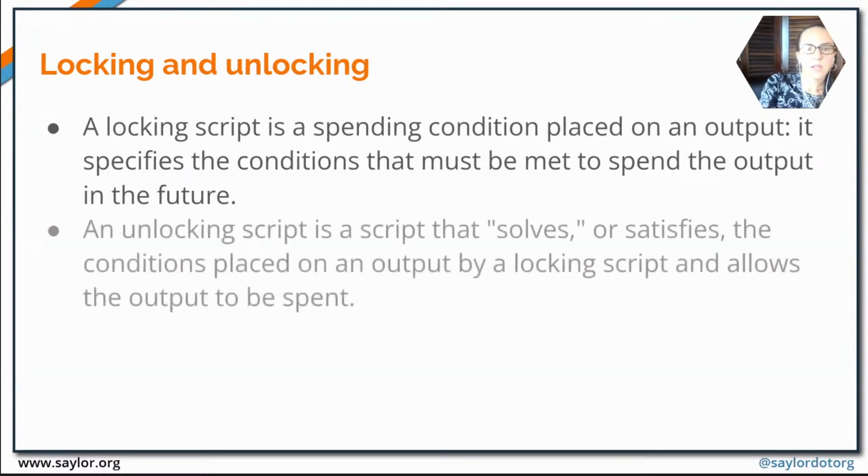All right. An unlocking script is a script that solves or satisfies the conditions placed on an output by a locking script and allows the output to be spent. Cool. So we lock it with a certain criteria, and then an unlocking script satisfies that criteria. Basically, we put a bunch of stuff on the stack. We put more stuff on the stack, right? We process it. If the final result comes out to true, it's like, aha, unlocked. Spend your Bitcoin, it can go on its way to its next home, right? Go get locked somewhere else.